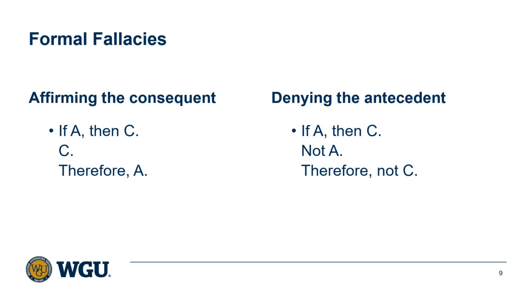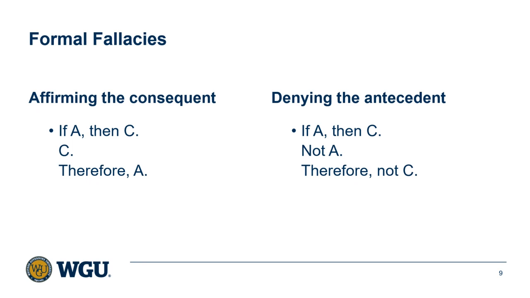They're called affirming the consequent and denying the antecedent. First, a little vocabulary. Look at the first premise in each argument. It's the same claim: if A, then C. A is the shortened form of the word antecedent, which means the thing that comes before. C is the shortened form of the word consequent, which means the thing that follows or comes after.